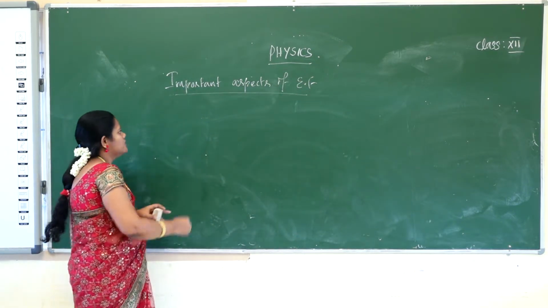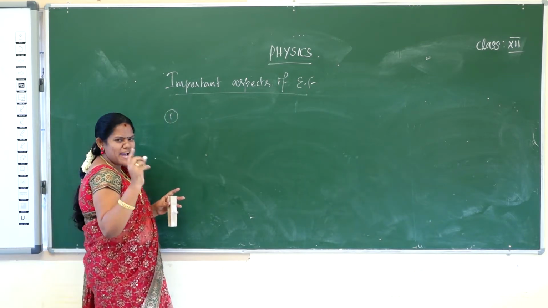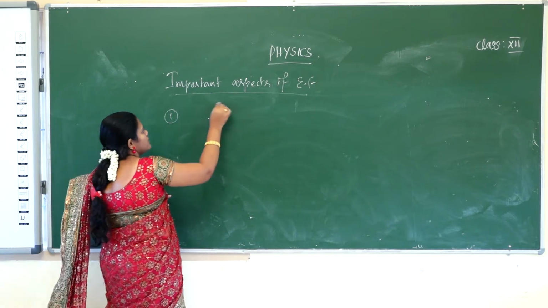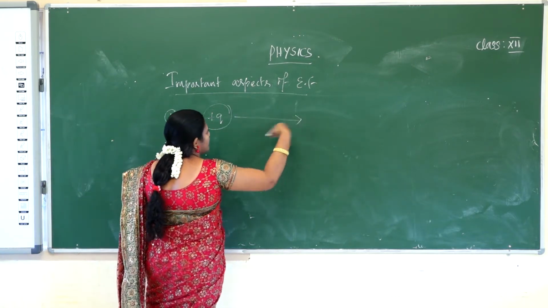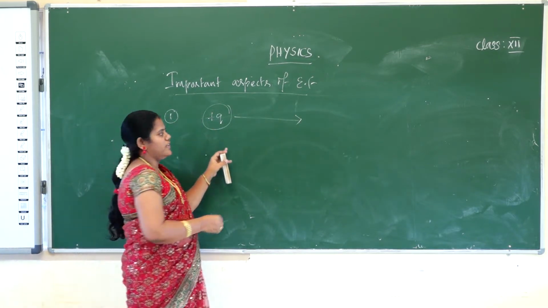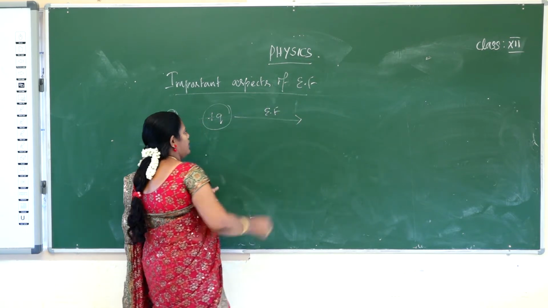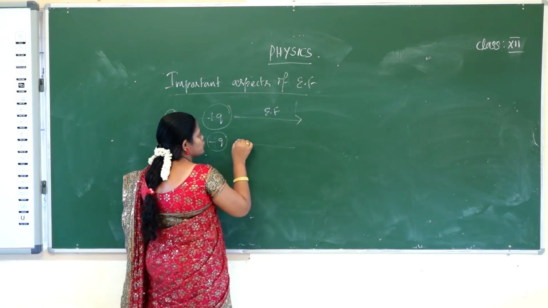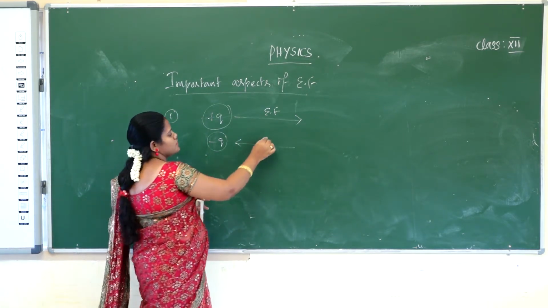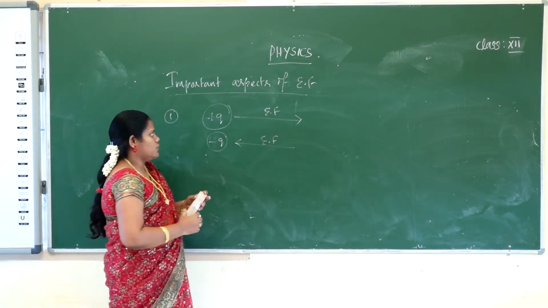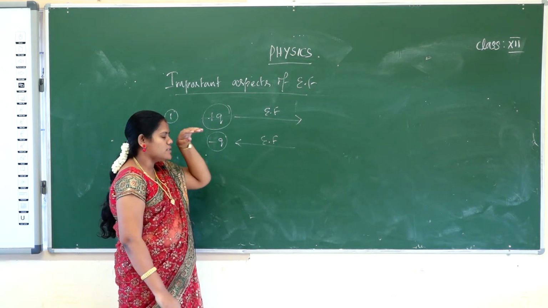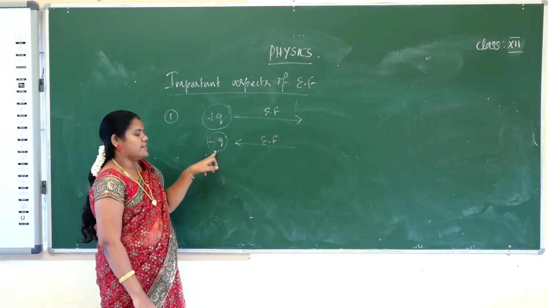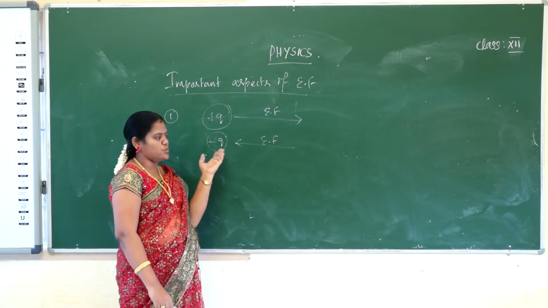First one is, suppose you consider a positive charge, the electric field moves away from the charge. Suppose you consider a negative charge, the electric field moves towards the charge.